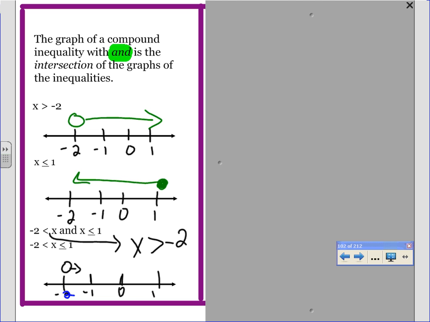Second one is, and x is less than or equal to 1. You should have a filled in circle above 1, just like we did here. TJ told us this one. Arrow going to the left.